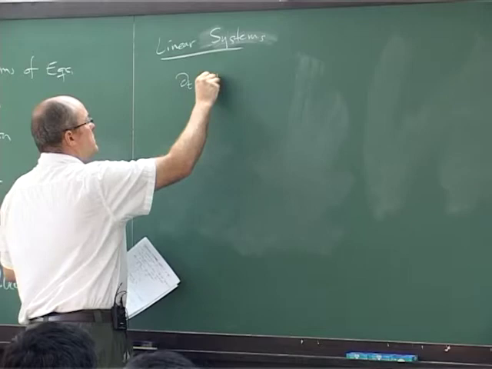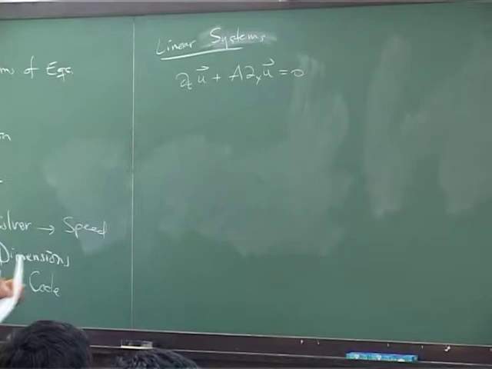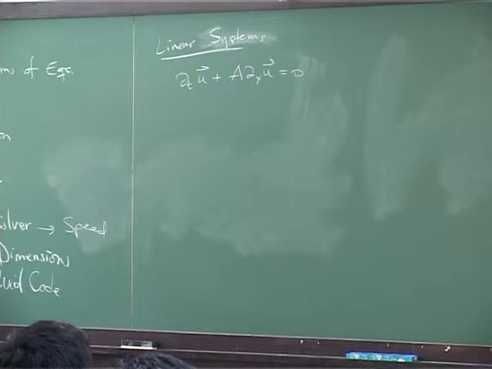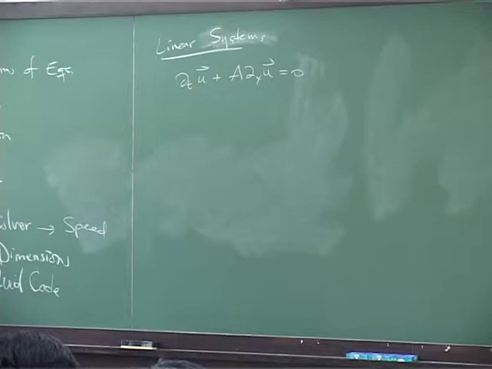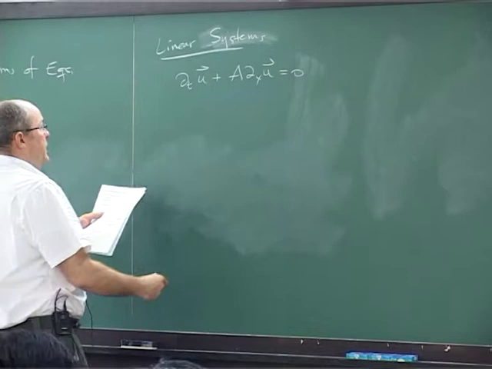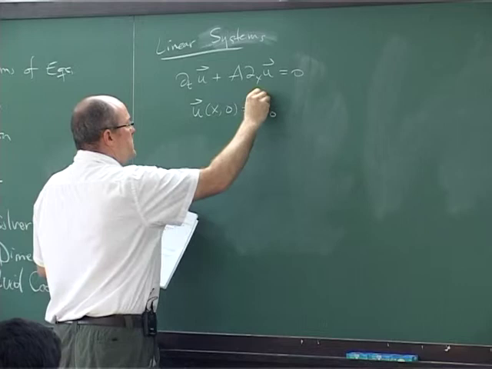So imagine I have a linear system where U is now a vector of variables, okay? And A is a matrix. It's a linear system, so A is a constant coefficient matrix. I'm going to assume that A has real eigenvalues. That means it's basically a hyperbolic problem, right? And I'm going to assume that it's diagonalizable, which means that it's not weakly hyperbolic. And I'm going to assume that the initial data for this system are some u0 of x.